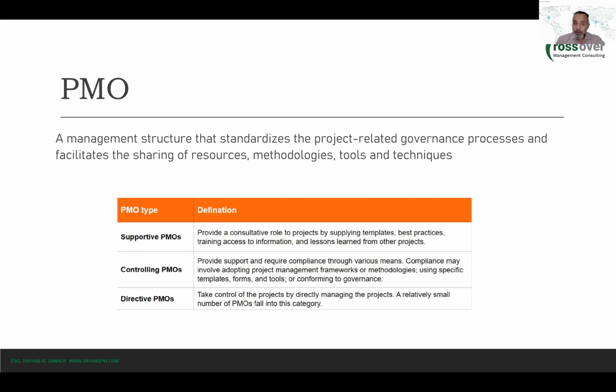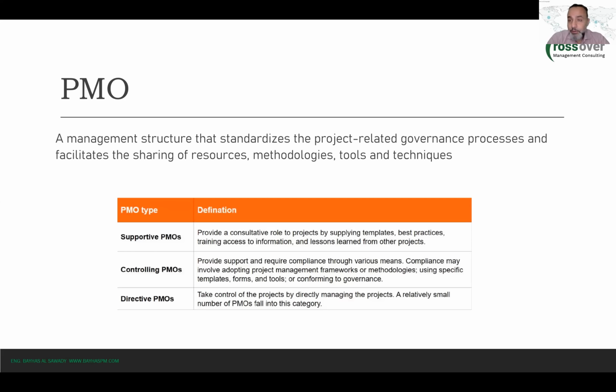And specifically, we have actually 3 roles that we usually introduce the PMO to the organization by making the PMO operate at the first level, which is the supportive, and then gradually promote it to the next level, which is controlling, and finally to the last level, which is the directive. Now, what's a supportive PMO, and what's a controlling PMO, and what's a directive PMO? We will explain this here.